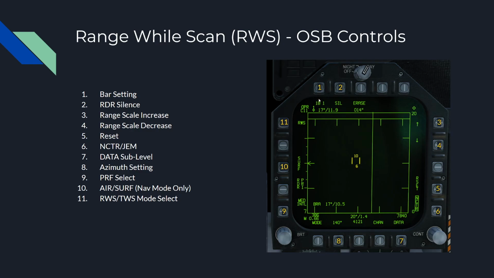the bar setting, or how tall the radar scan is, how many bars it's doing. You can silence it with that SIL button here. You can increase and decrease the scope range. This doesn't actually increase or decrease how far the radar is actually detecting things, it's just how much is being displayed on the scope.